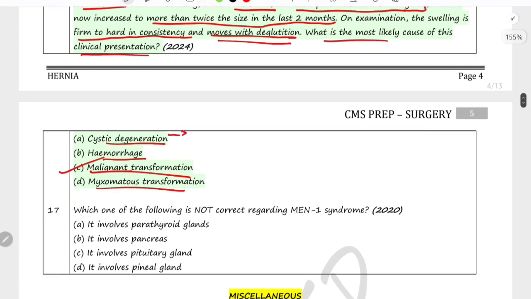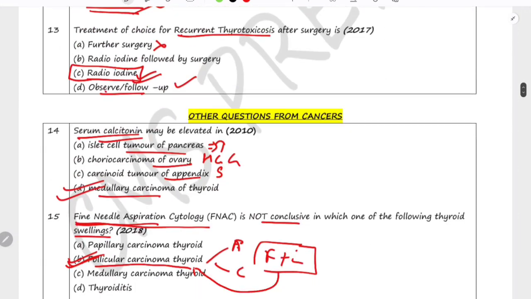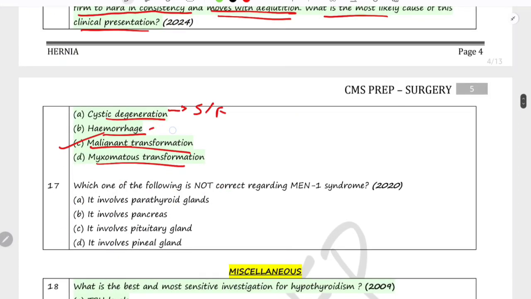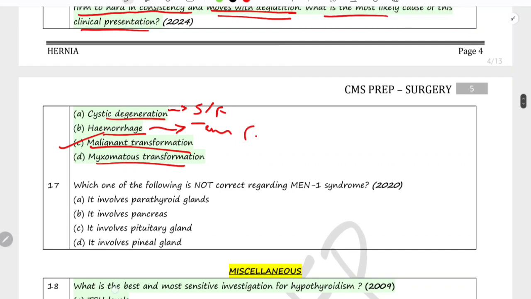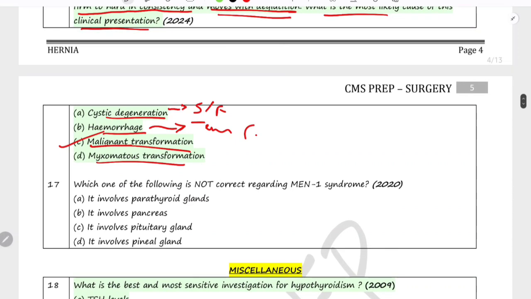Cystic degeneration. While cystic degeneration can cause some enlargement of a thyroid nodule, it generally leads to a soft or fluctuant consistency, not a firm and nodular one. Hemorrhage in the thyroid can cause sudden enlargement, but it causes a typically tender swelling and not a firm and hard swelling. And myxomatous transformation. This refers to the formation of a gelatinous, soft consistency in certain benign tumors, but it is less likely to explain the firmness and rapid increase in size described in this case.